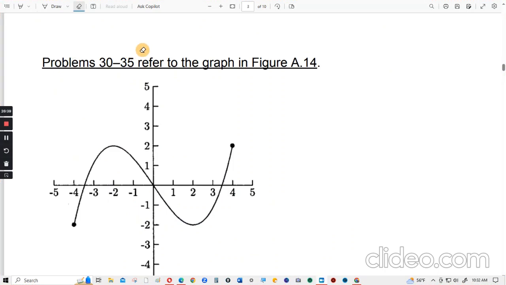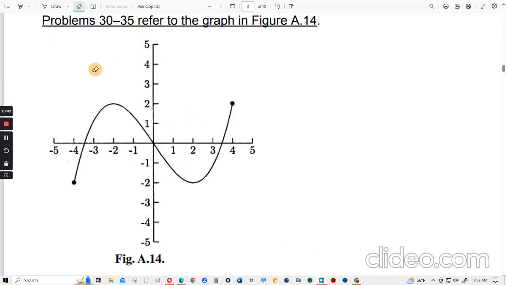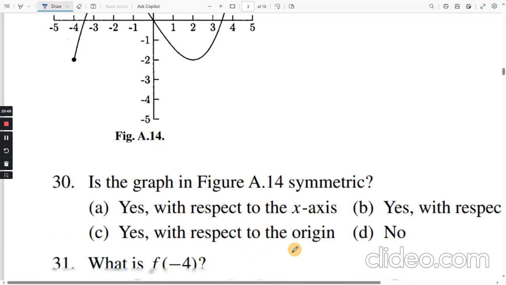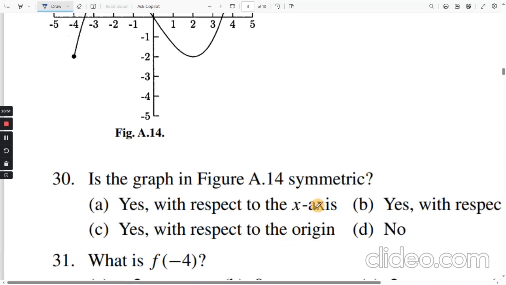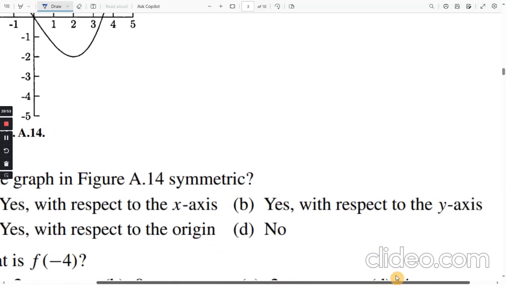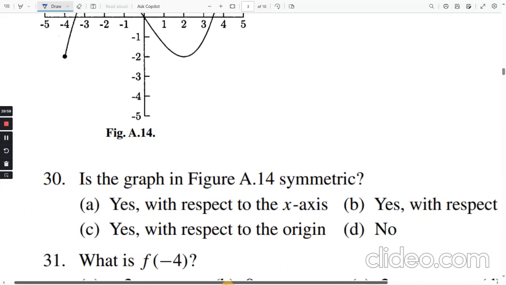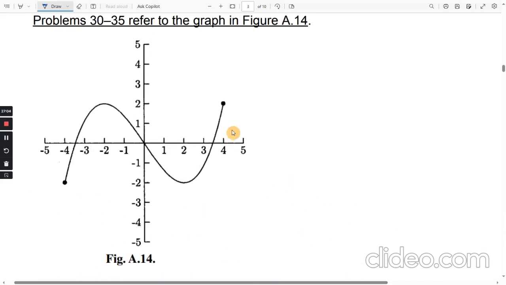30 through 35 refer to this graph in figure A14. Let's take a look. Is the graph in figure A14 symmetric? They say x-axis, y-axis, origin, or no. Symmetric means that it makes a mirror image. So let's test the x-axis first. This is your x-axis right here. If this were a mirror, you'd have the same thing on the top that you do on the bottom. We do not have that, so it's not the x-axis.